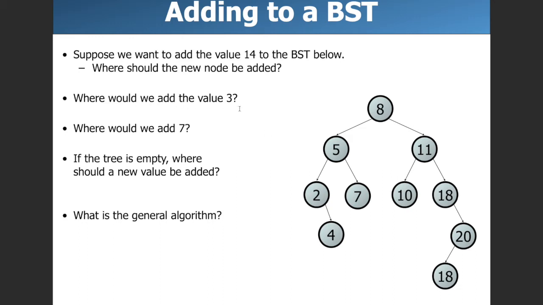So what about value 3? We compare 8 and 3, 3 is less. We compare 5 with 3, 3 is less. We go to the left side again. We compare 3 and 2, and 3 is greater, so we go to the right subtree. We compare 3 and 4, 3 is less, so we go to the left subtree, and we insert it here as the left child of 4.